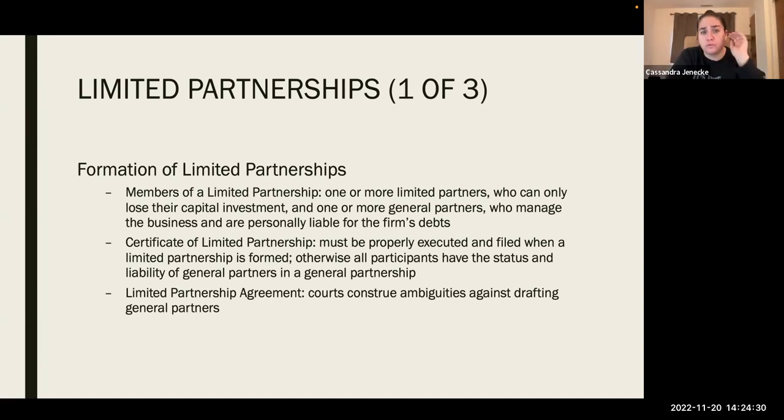In order to form a limited partnership, though, it's all about that notice piece, right? And so you have to execute and file a certificate of limited partnership. If you fail to do that, then you are all general partners in a regular partnership, and then that's going to suck. So don't do that. You're going to file it with your Secretary of State, and you're going to note the limited liability nature of the partnership pretty much everywhere.